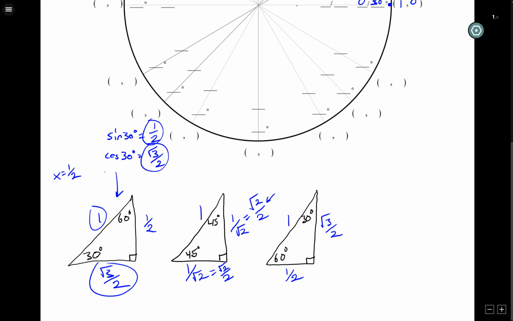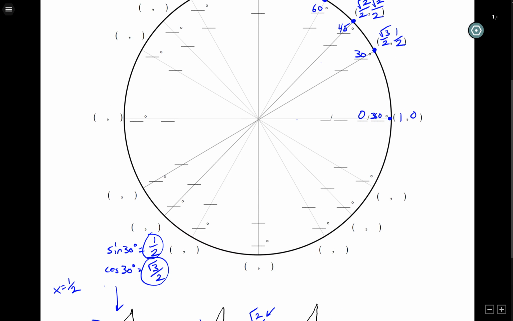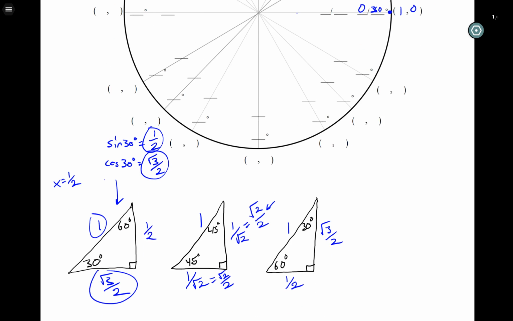Where do I see these numbers up here in the point? It looks like the cosine is corresponding with the x value, and it looks like the sine is corresponding with the y value. Let's see if that makes sense with another right triangle.